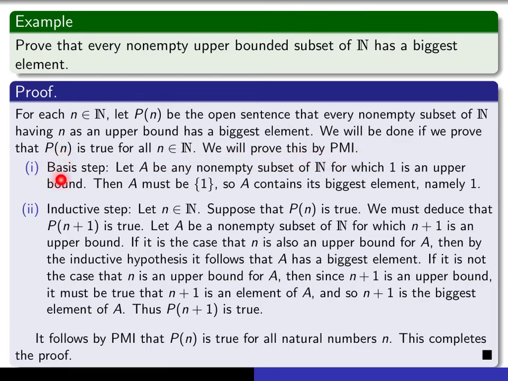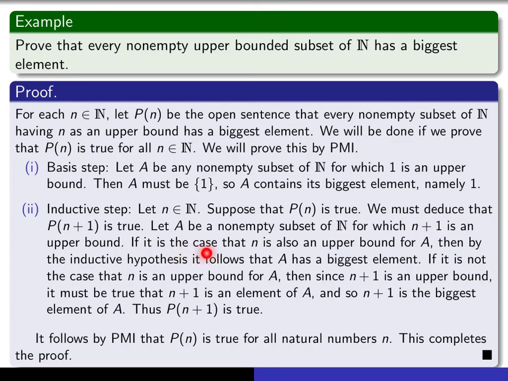Well, first we have the basis step. Let A be any non-empty subset of ℕ for which 1 is an upper bound. Then A must be the singleton {1}, and so A contains its biggest element, namely 1. Now for the inductive step, let n be a natural number, and suppose that P(n) is true. We must deduce that P(n+1) is true, and so for that purpose, we give ourselves a set A, a non-empty subset of ℕ, for which n+1 is an upper bound. Then we have to prove that that set has a biggest element.